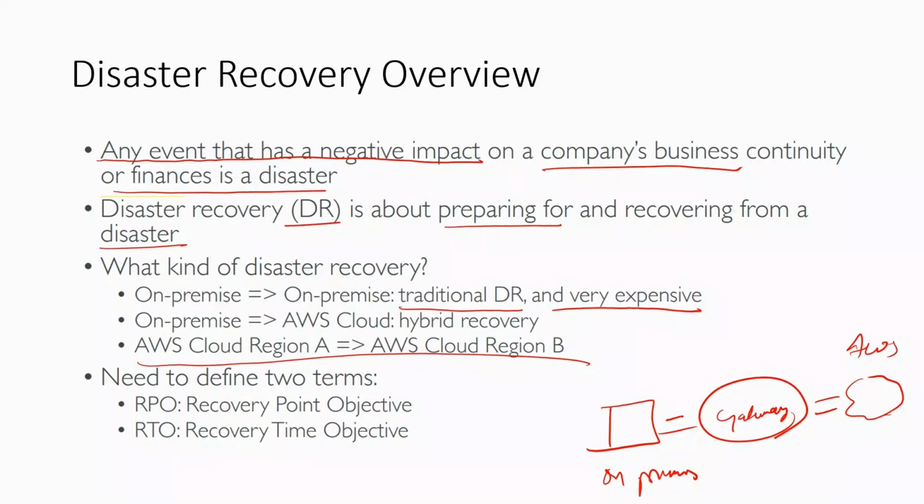Now, two very important points that you need to know before going into this topic. One is RPO, that is recovery point objective, and another one is RTO, which is recovery time objective. Both may sound similar, but they are actually different. Let us see what each of them means.